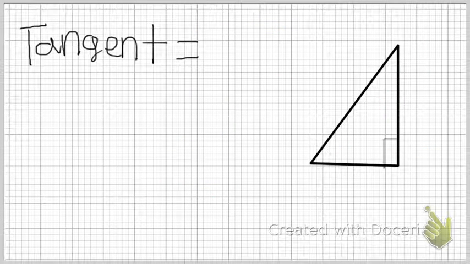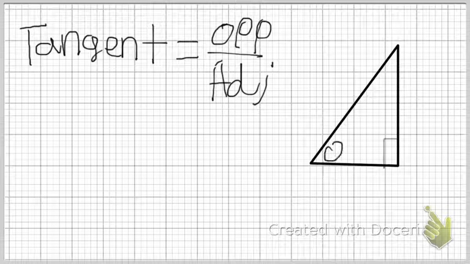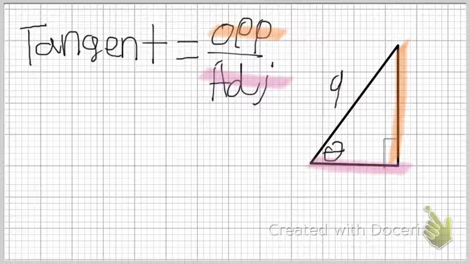Now for tangent. Tangent is opposite over adjacent. So that's theta. Now the opposite is the side that's across from theta. And adjacent is the side that's next to theta. So this is the same as last time. This side would be 9, 3, this is 4.